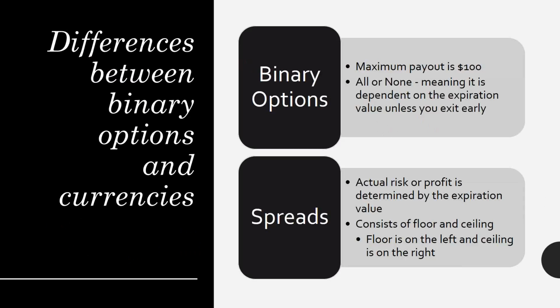Now, here's the differences between binary options and spreads. The binary options, you always have a maximum payout of $100. They are often referred to as all or none. Now, that simply means that the payout, the maximum payout, is totally dependent on the expiration value unless you exit early. Now, some binary options do not allow you to exit early. Nadex does, and this is a big difference.